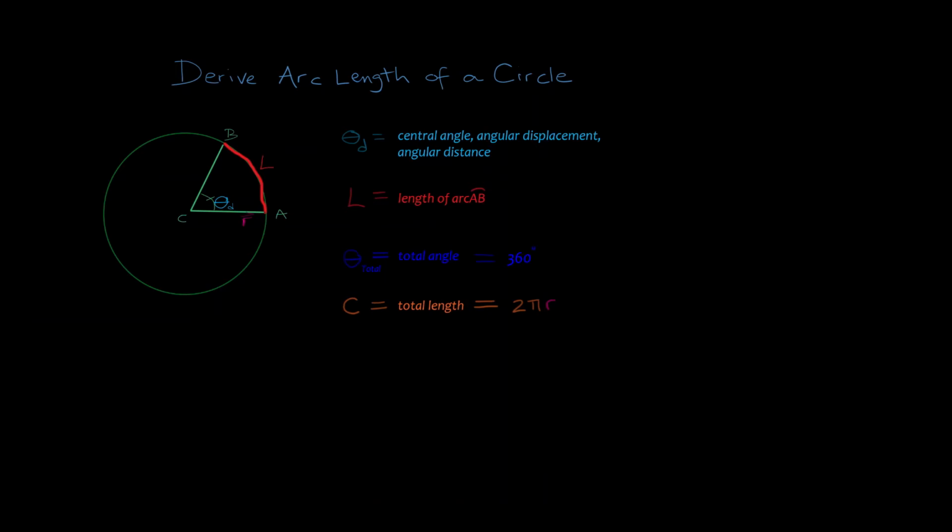Okay, so let's take a look at what we have. We have angles and lengths. Theta sub d and L are partial angles and partial lengths, whereas theta total and circumference are total angles and total lengths. Well, the beauty of this is that the ratio of the part to the whole is the same for length as it is for the angle. They're proportionate. So that means that the ratio of the arc length to circumference equals the ratio of the central angle to 360 degrees.